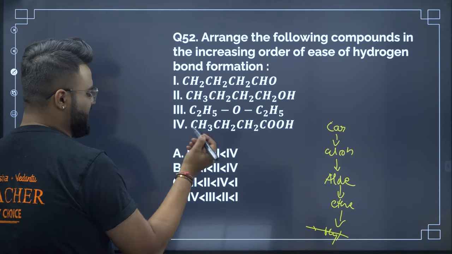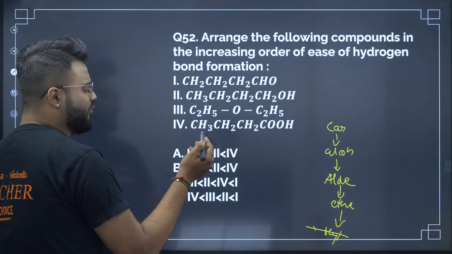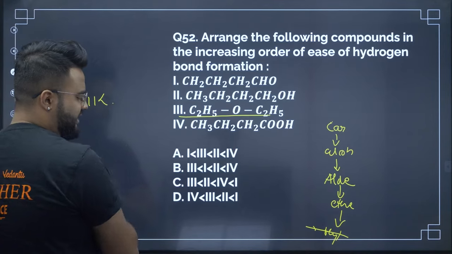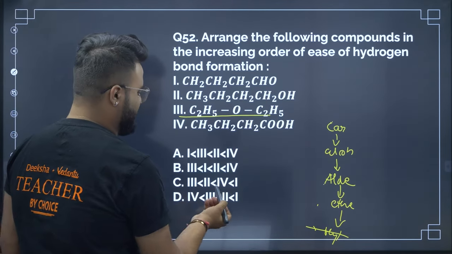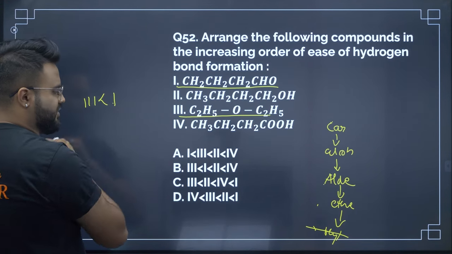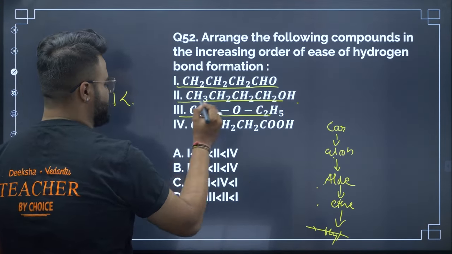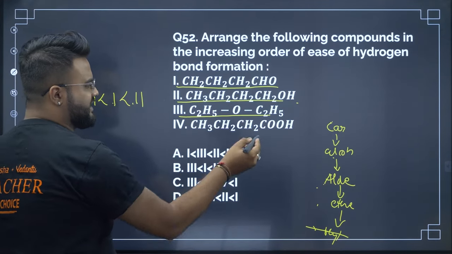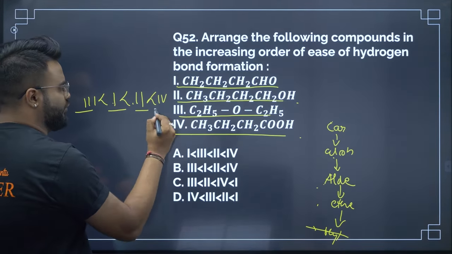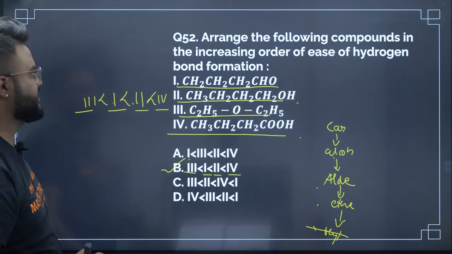So it will go with the increasing order, so it will be 3. Clear? After 3, then it is aldehyde. Where is the aldehyde among this? That is option 1, which will be your aldehyde. Then after aldehyde is alcohol, that is 2. Then it is carboxylic acid, therefore it is 4. Therefore, 3, 1, 2, 4. Therefore, option B will be your correct answer.